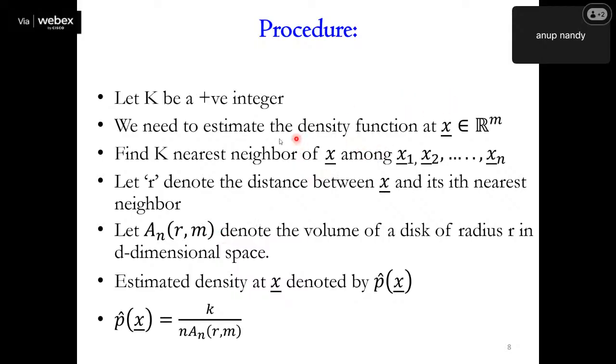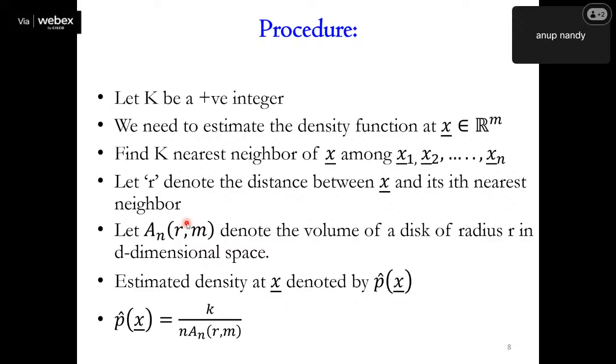So actually it is a density function, and if you have the density function in this multidimensional space and you can calculate the distance between x and its nearest neighbor, then you are going to find a volume. This volume is A_n(r, m). Here m is the dimension, r is the radius, and r is a function of n, where n is the total number of data points. Using this radius in this m-dimensional space, you are just going to design the volume.